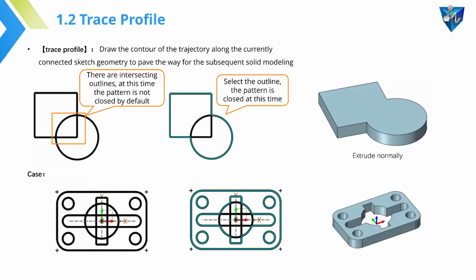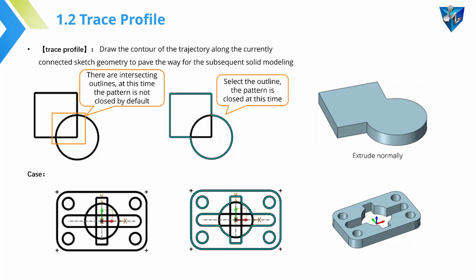Okay, let's continue. In the second part, I will introduce the trace profile. So what is the trace profile? Actually, the trace profile draws the contour of the trajectory along the current connected sketch geometry to pave the way for the subsequent solid modeling. For example, in this case, we draw a circle and a rectangle, but you will find the intersection outline. At this time, the pattern is not closed, and therefore you cannot do other solid modeling commands such as extrude. With the trace profile, you can select the outline and the pattern will be closed.